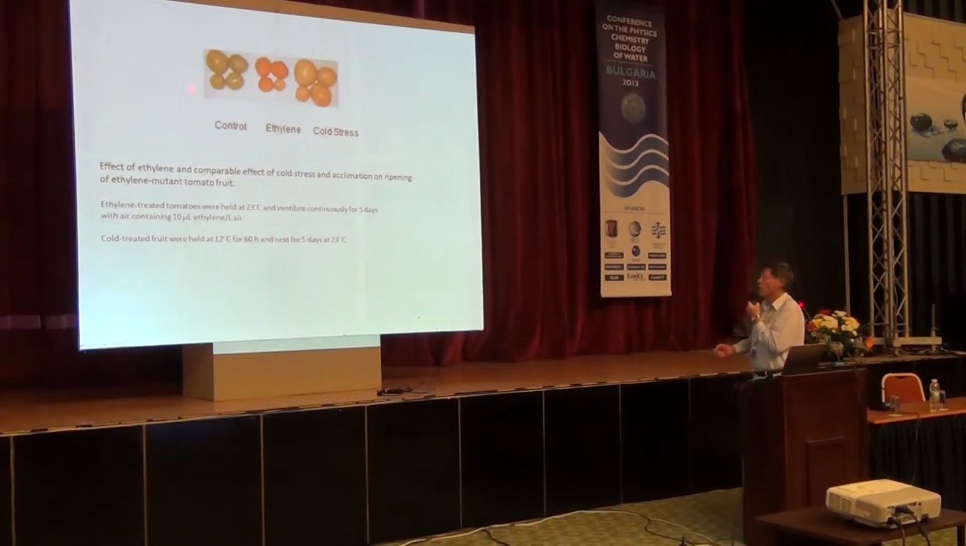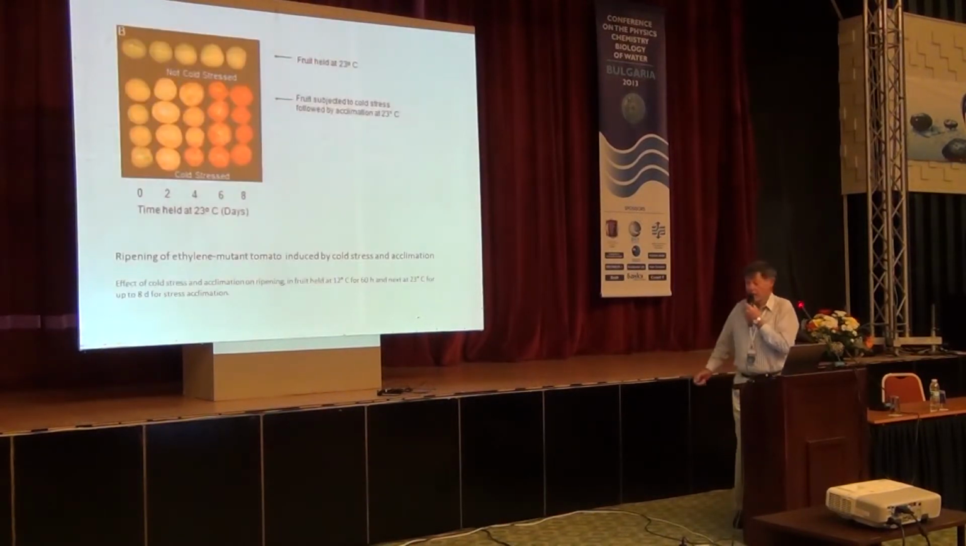In a preliminary study, we compare the control, which stays green and will not ripen, to tomatoes that receive ethylene. These tomatoes were ripening. These tomatoes were kept under cold stress, and they show an expression of the ripening process.